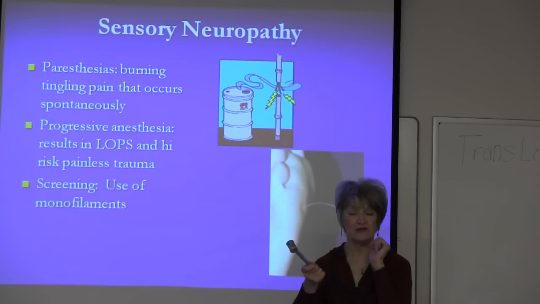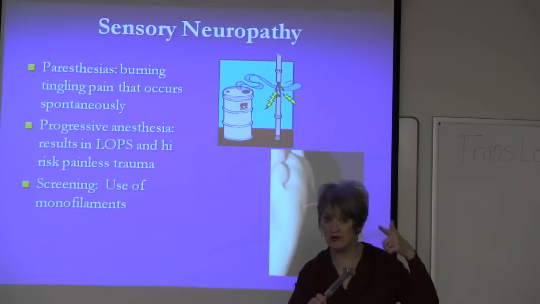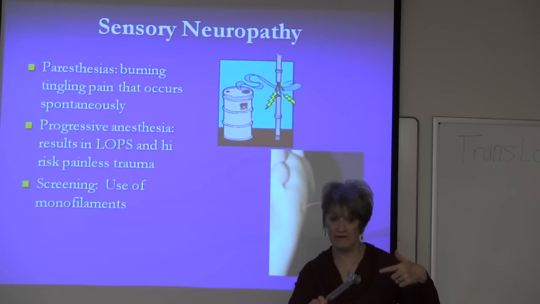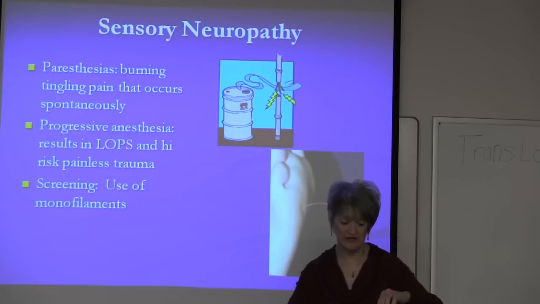So what's the value of testing for vibratory sense? It alerts you and the patient to the onset of neuropathy and allows you to ramp up your education and the patient to ramp up their efforts to maintain tight glucose control to hopefully reduce the rate of progression or prevent progression.